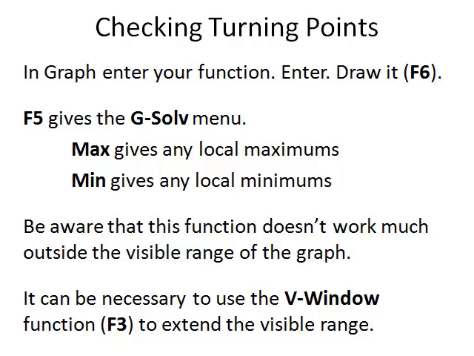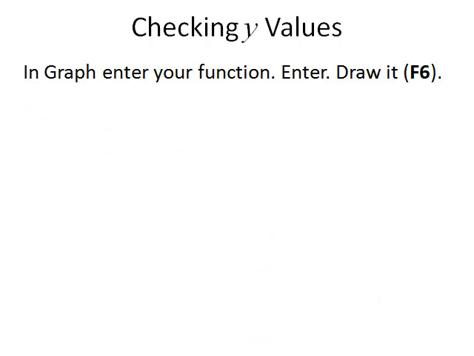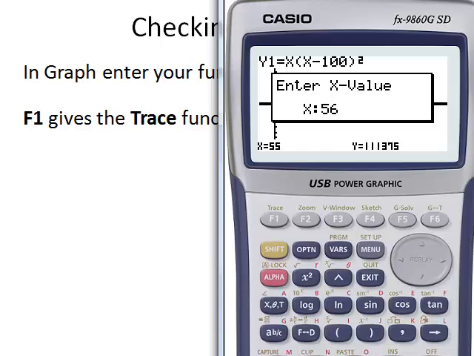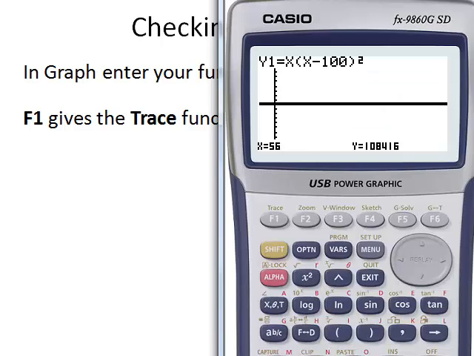You need to know how to use the view window function to extend the visible range. The great advantage of that is that you can also check any y values. So if we go back into that and I enter trace and minus 2, then my y value at minus 2 is, I go trace minus 2, and it tells me my y value, x equals minus 2, y equals minus 20,808. Very effective for very awkward calculations, especially when you've got fractions.